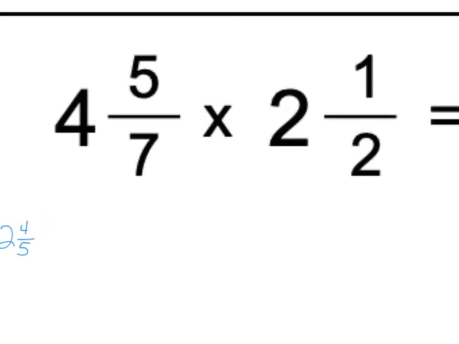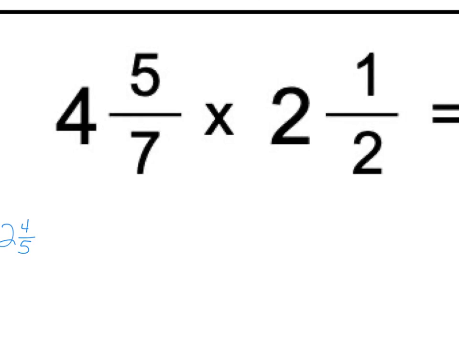One more type of problem. 2 mixed numbers. Write this down. 4 and 5/7 times 2 and 1/2. My rule for multiplying fractions is I need a top times a bottom. I don't have that. So I've got to change it. I need a single numerator and a single denominator.